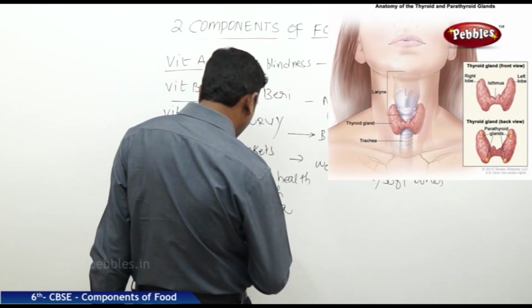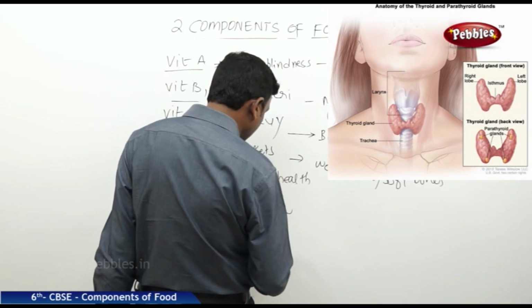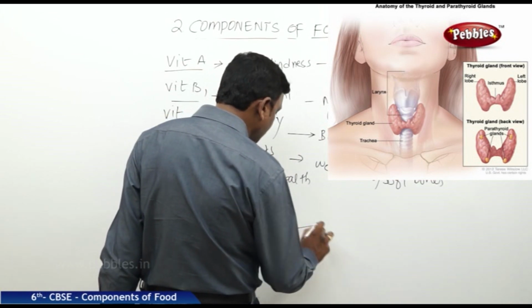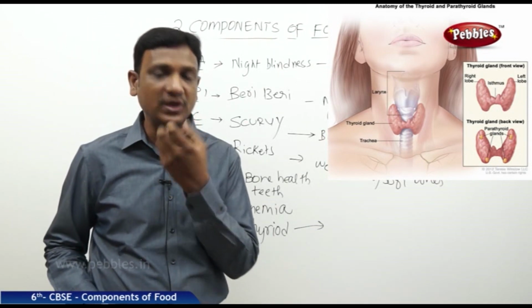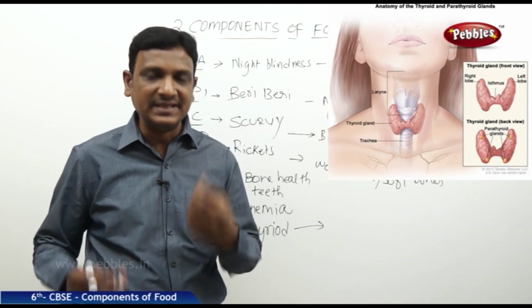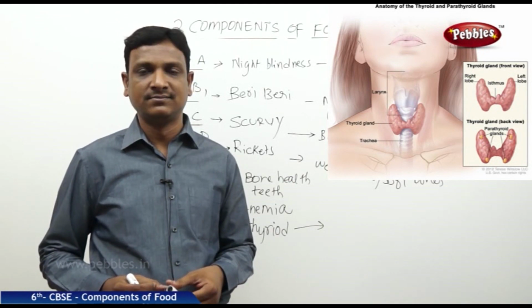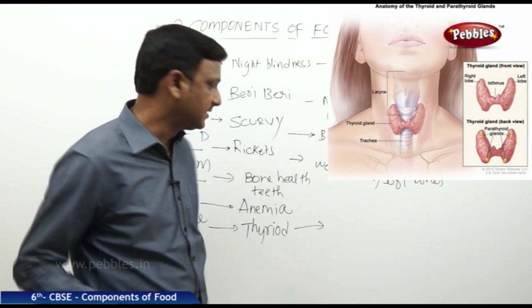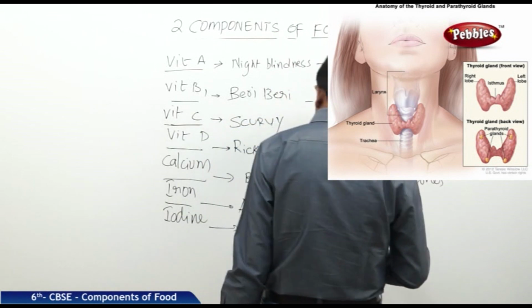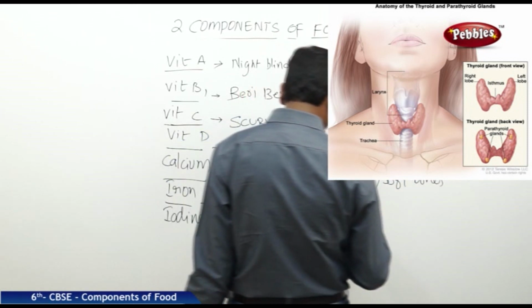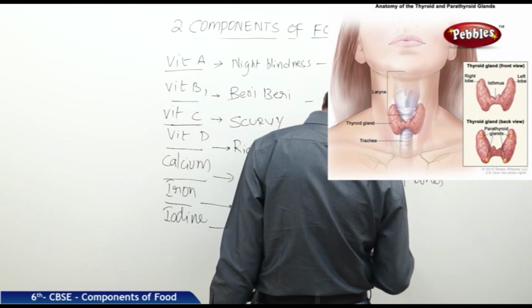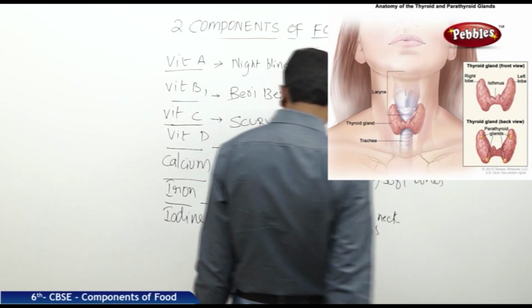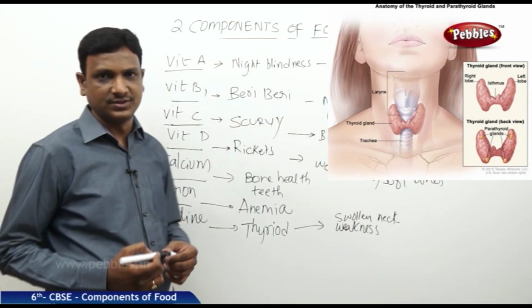Iodine. If iodine is less in your food, thyroid problems are caused. The thyroid is a gland present near your neck. It becomes swollen, and there is mental disability and weakness. So all these kinds of changes happen. Hair loss and different problems are caused because of the thyroid: weakness, swollen neck.